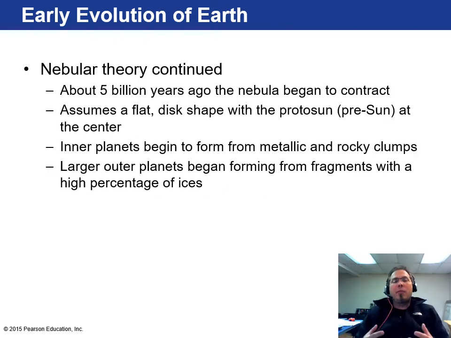Now, the nebula theory says that about 5 billion years ago, it began to contract. So it's spinning, spinning, and it starts to smush itself, so to speak, and flatten out. So it smushes and flattens out into a disk shape with sort of this pre-sun in the middle at the center. It's not the sun that we know today. It's like a proto-sun. The inner planets begin to form, and then the outer planets begin to form.